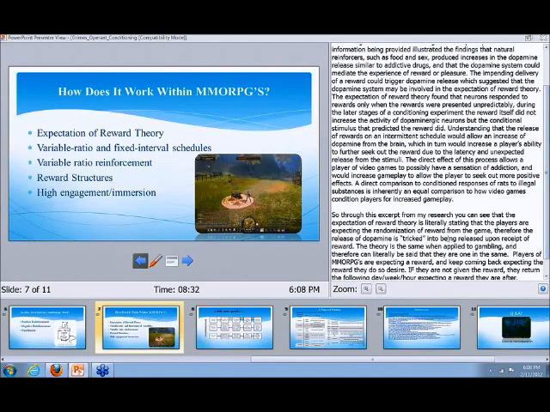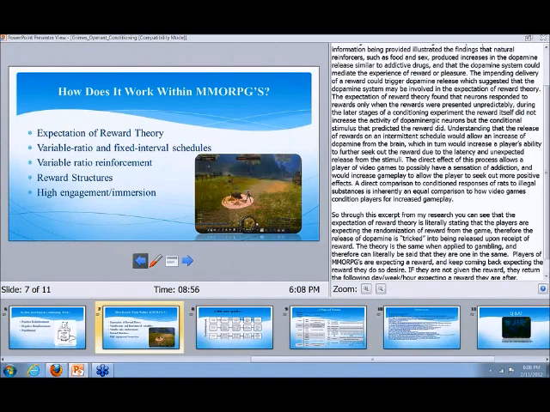The theory is the same when applied to gambling, and therefore it can literally be said that they are one and the same. Players of MMOs are expecting the reward and keep coming back expecting the reward they so desire. If they are not given the reward after they return the following day, week, or hour, after expecting a reward that they are after.